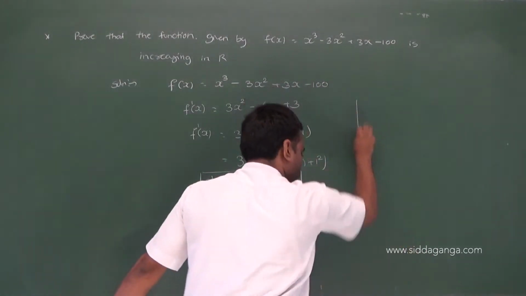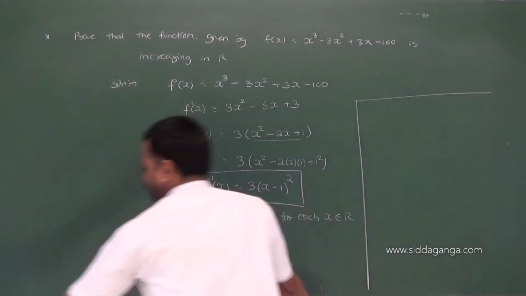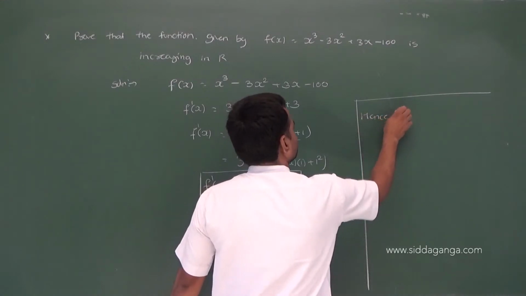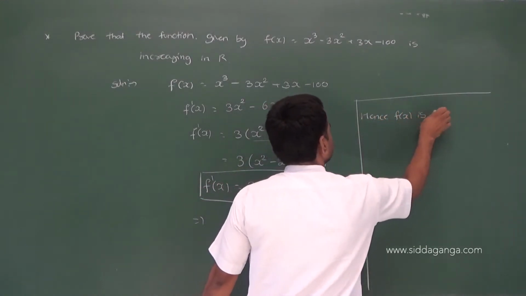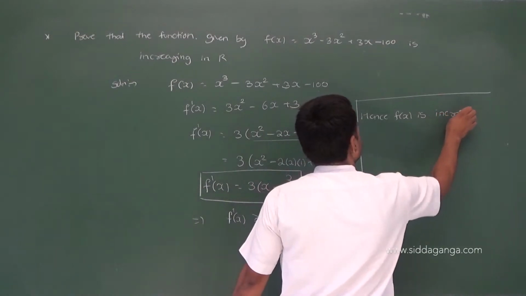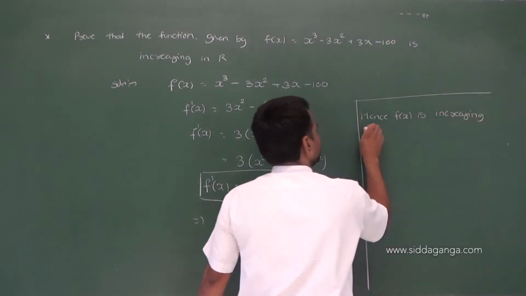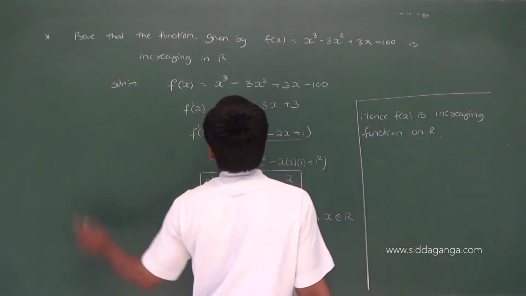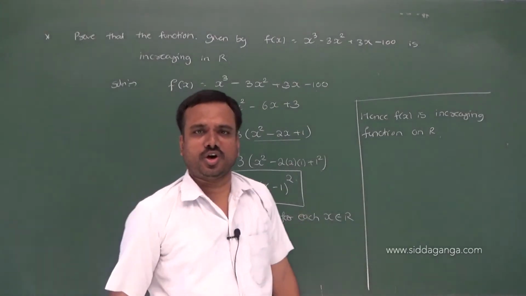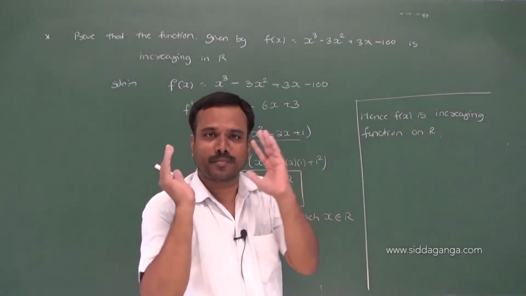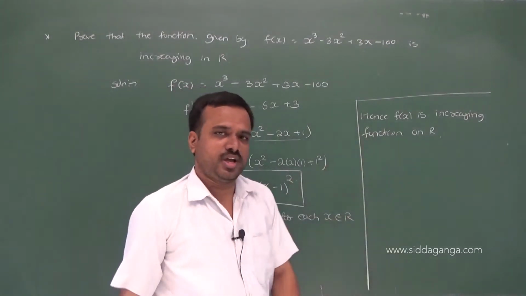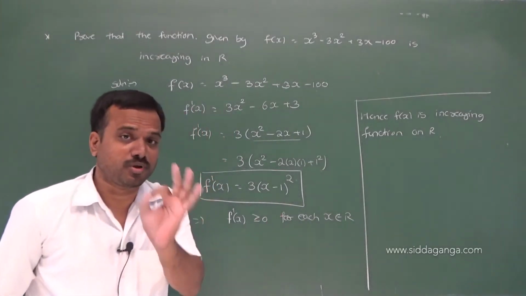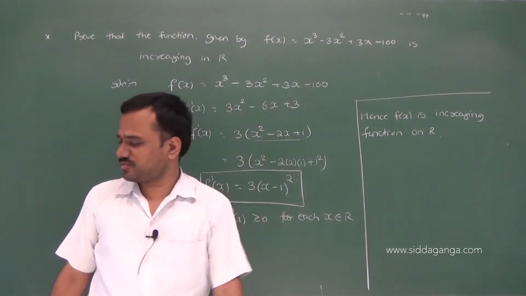Hence, f of x is an increasing function on R, the set of all real numbers, that is from minus infinity to plus infinity. F of x is an increasing function. See this problem once again. Observe carefully. Next problem.